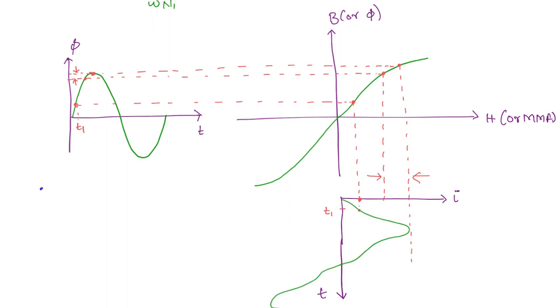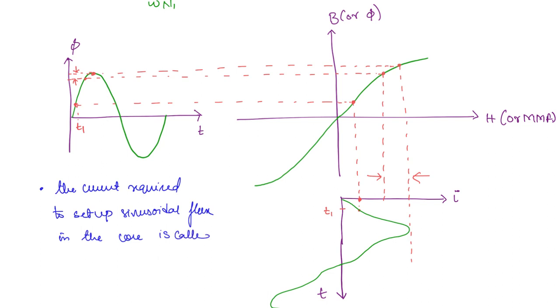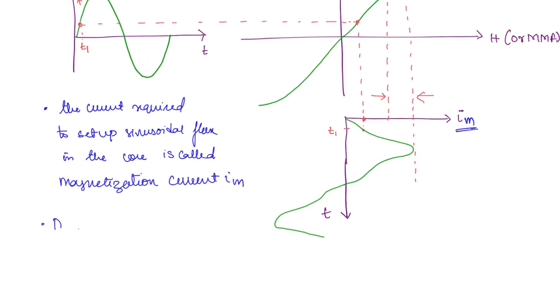So you can write down a few points here. The current required to set up sinusoidal flux in the core is called the magnetization current, IM. So this is IM here. And due to the non-linearity of the BH curve. So if you are wondering what happened to the BH loop, that we are not considering here. We will be considering that in the core loss component of current.